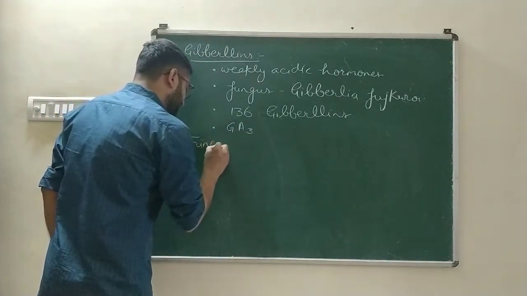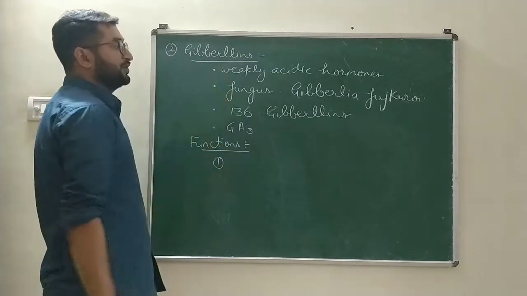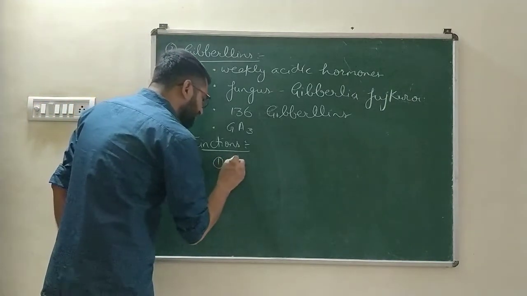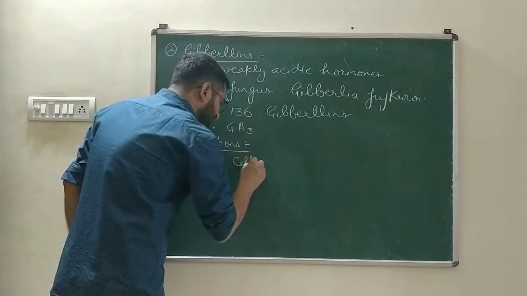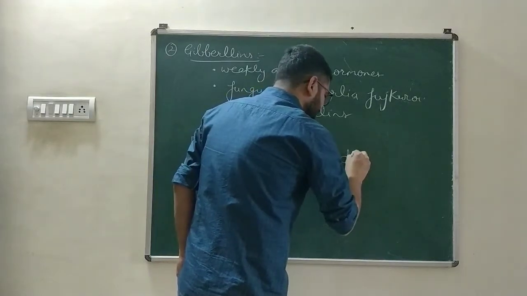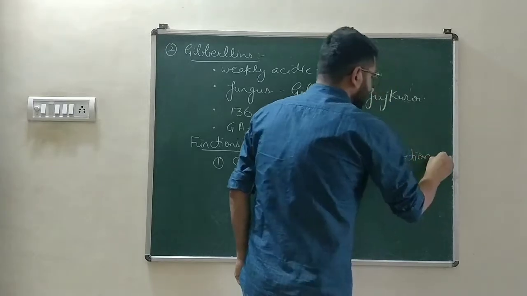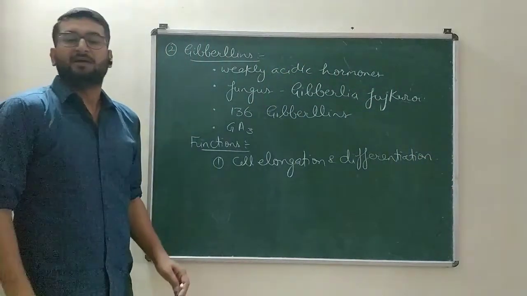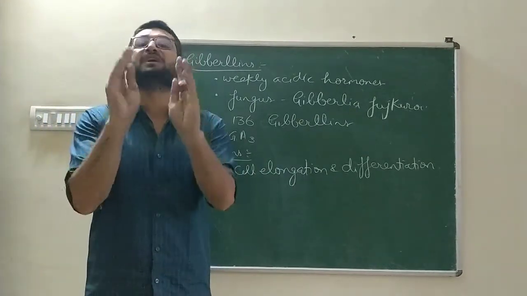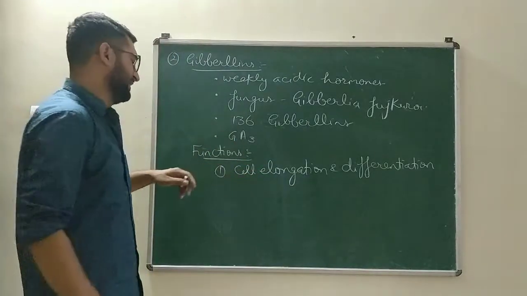Then the functions of gibberellin. These are not included in your 10th class syllabus, but the functions are very important for your 10th class board exam. The first function of gibberellin is it promotes cell elongation and differentiation. It promotes the cell elongation and cell differentiation, especially in leaves and buds. This function is same for the auxin as well as for the gibberellin.